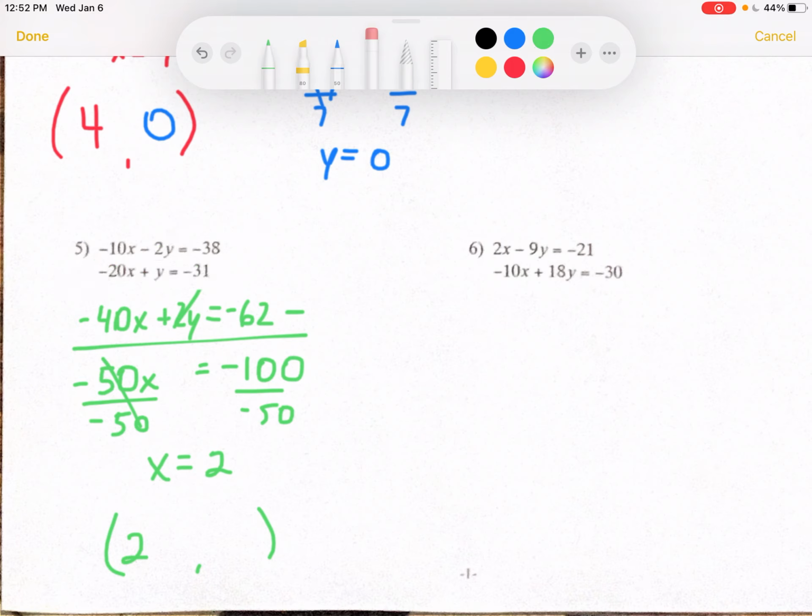Looking up here again, I would probably go back. I would probably choose the second one because it's already y by itself, kind of, like 1y, but either one will work, okay? So go back, find your y, make sure you get that last part.